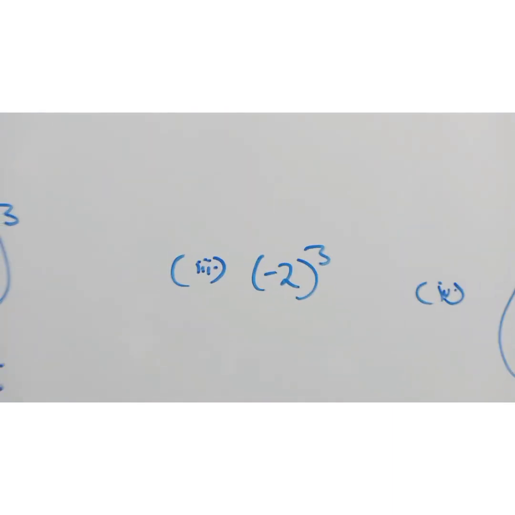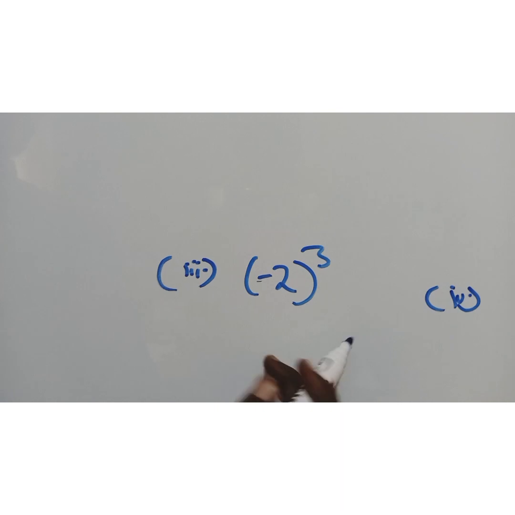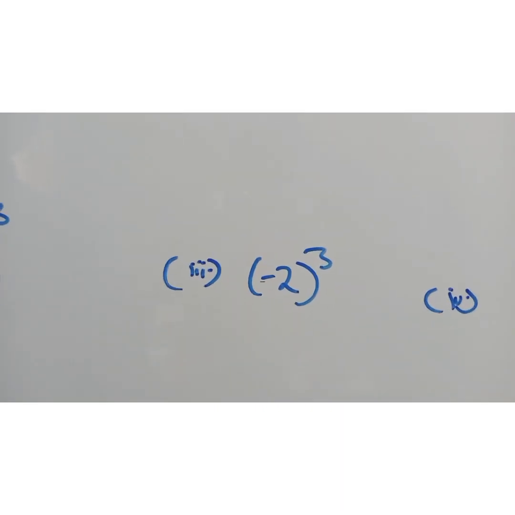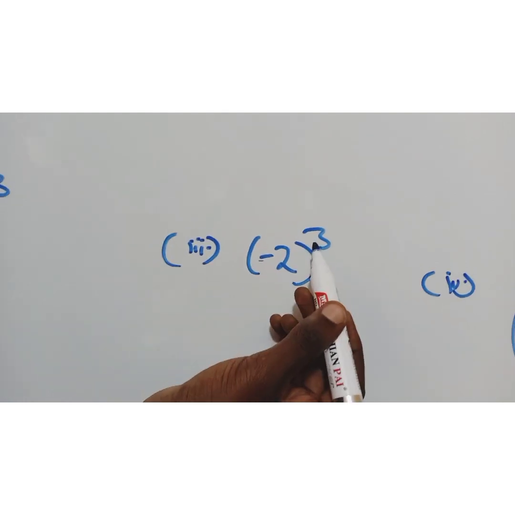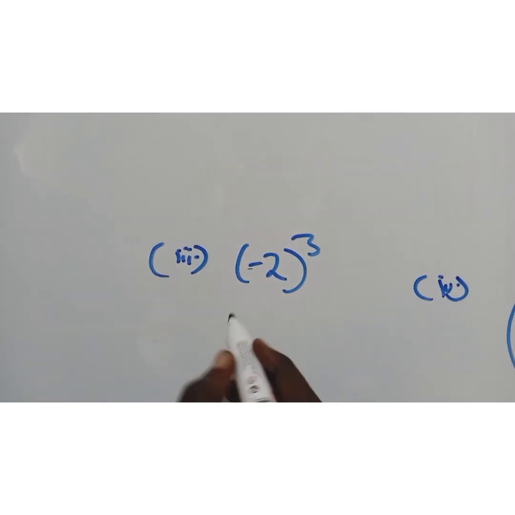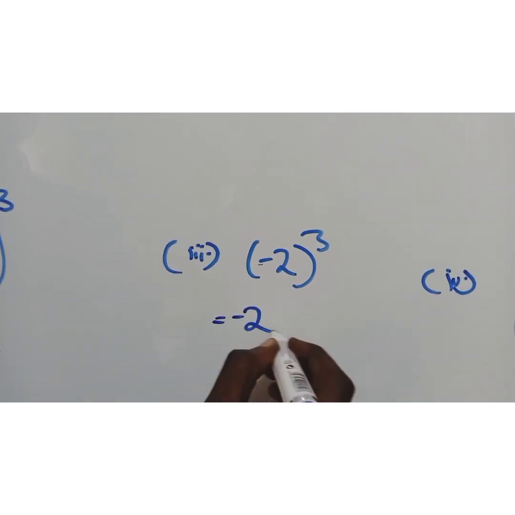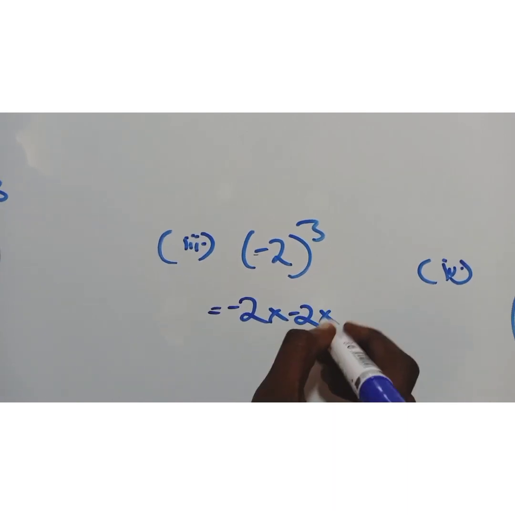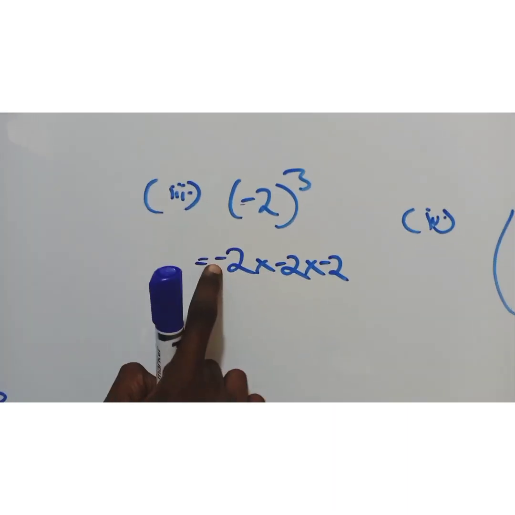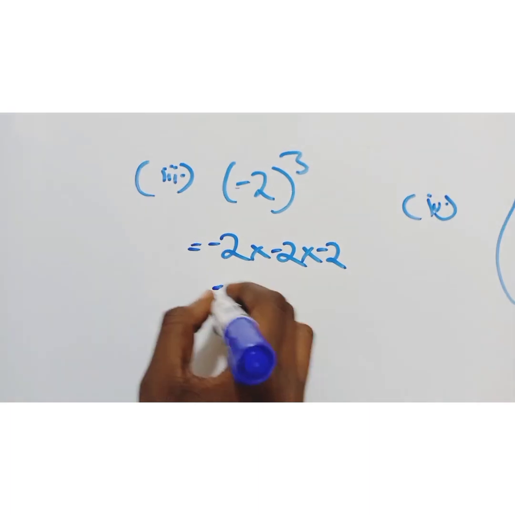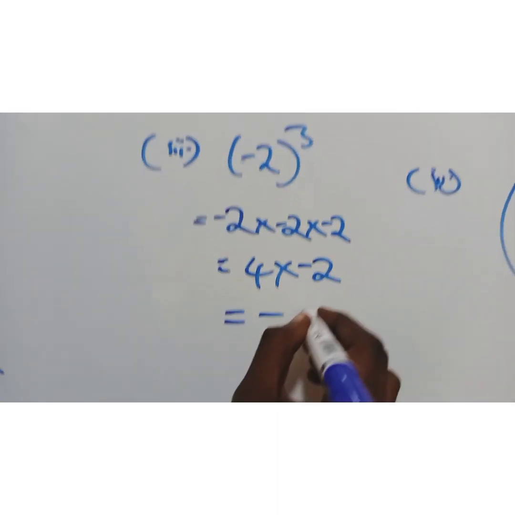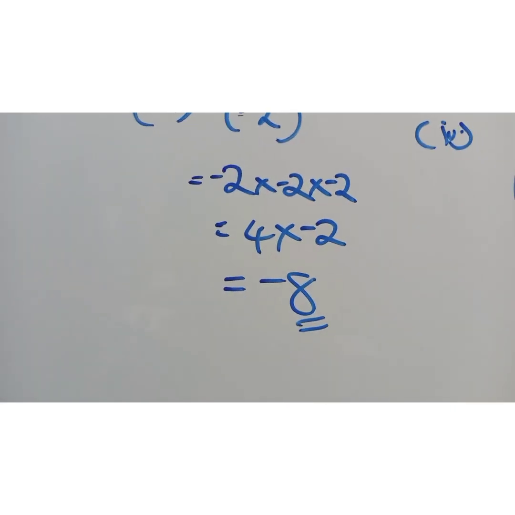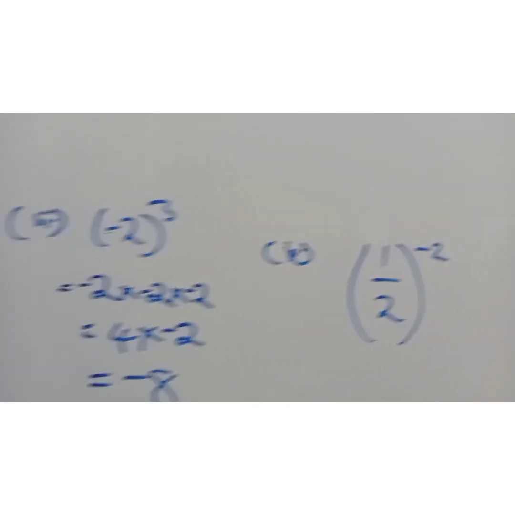Let's look at this. We have negative 2 in brackets to the power 3. The base is a negative, so it is fine. Unless your power was a negative, you could have been worried. So here you have negative 2 times negative 2 times negative 2. Negative 2 times negative 2 is 4. Times negative 2. So your final answer gives you negative 8. Simple as that.